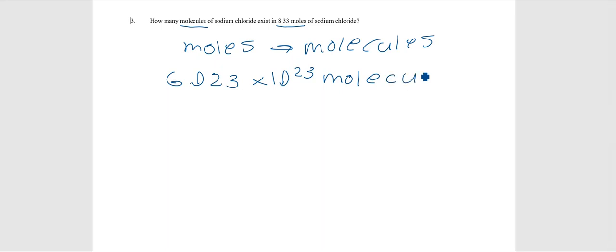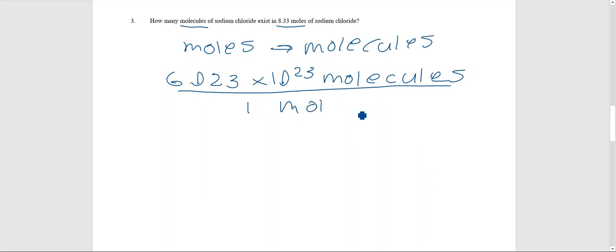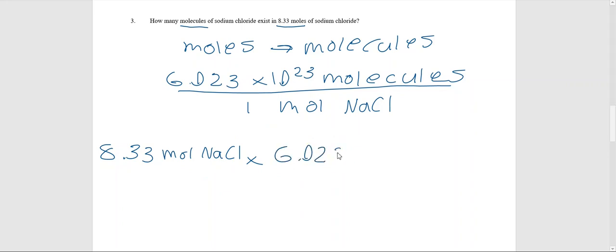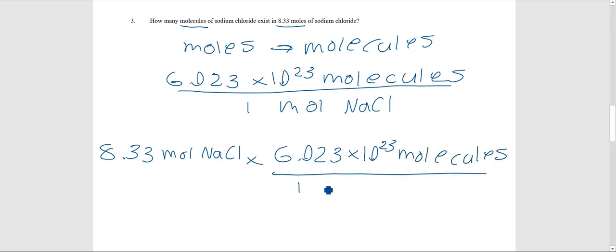In the previous example, we were working with atoms. However, now our particles are molecules, over 1 mole of NaCl, sodium chloride. So again, we're just going to write down whatever we started with. We have 8.33 moles of NaCl, and we have to multiply that by Avogadro's number because we want moles of NaCl at the bottom in order to cancel this unit out. So you're going to multiply it by 6.023 times 10 to the 23rd molecules over 1 mole of NaCl.